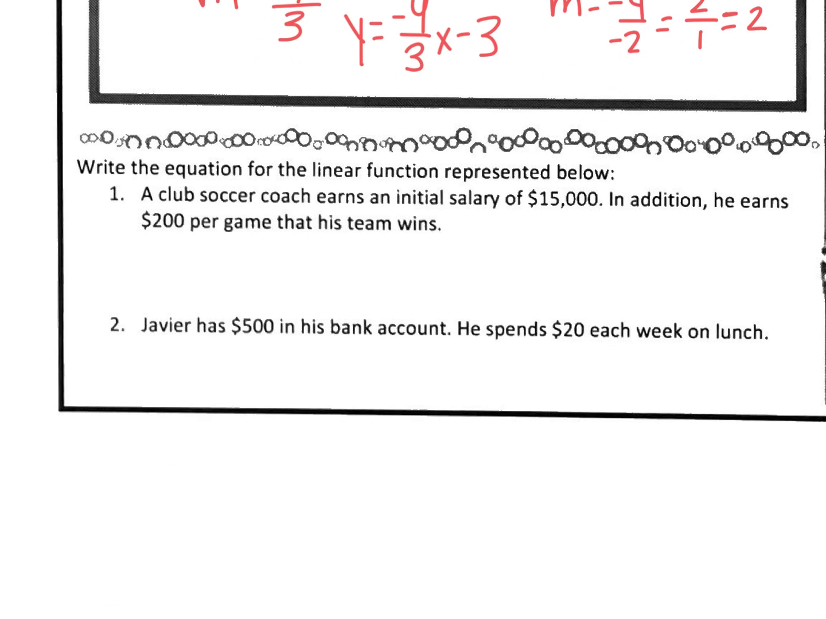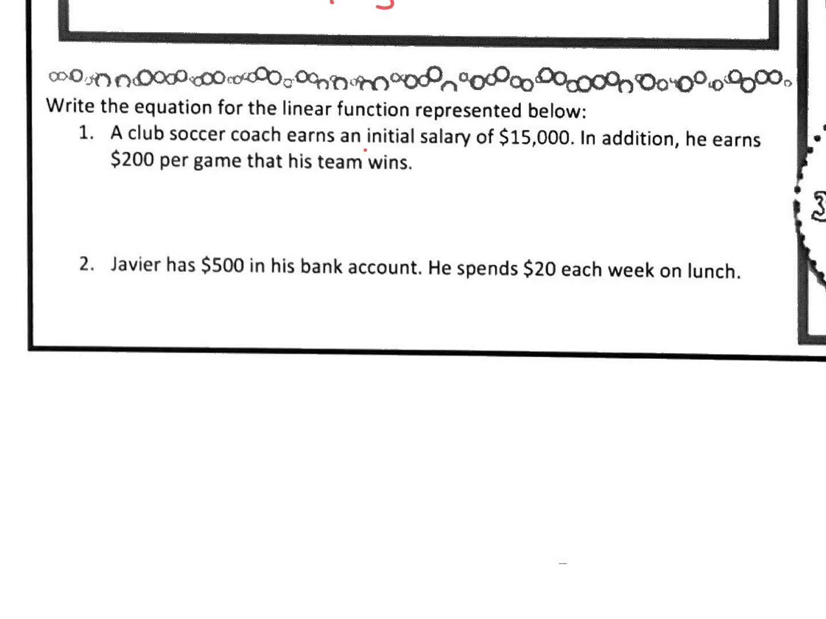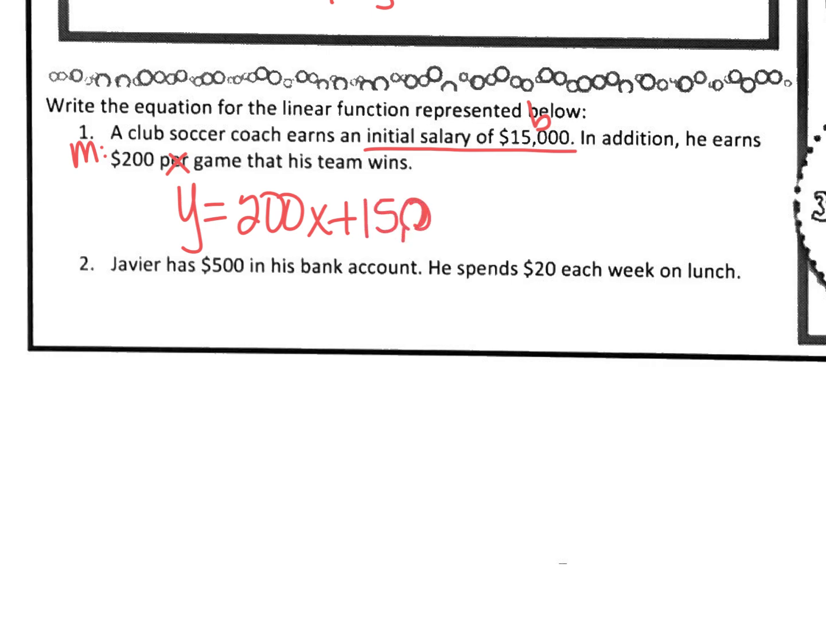We can also look at these things in equations, right? So remember, initial salary, constant, beginning is your b, and that per tells you this is your slope. So y equals 200x plus 1,500. Javier has 500 in the bank. That's his B, and 200 each week. That's his M. You're looking for those keywords. So y equals 200. Oh, timeout. I missed a word. Let's go back. Not 200. It should have been 500. Spends is a minus 20x.